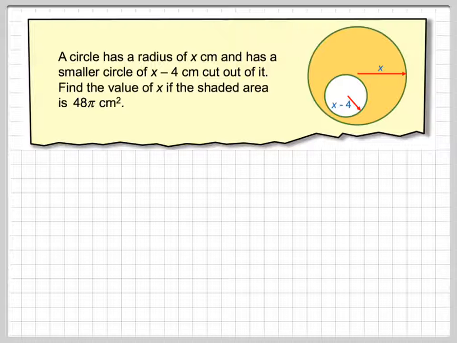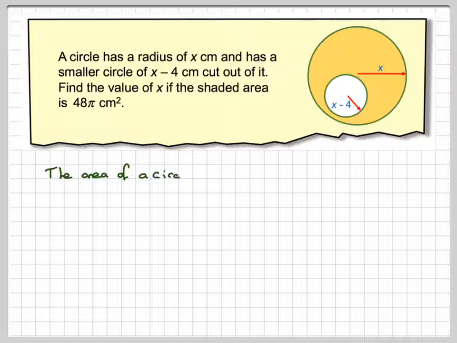So what we've got here is a circle. Its radius is x, the larger circle, and then the radius of the smaller circle is x minus 4. Now the area is written as 48 pi. Pi, you shouldn't be put off, is a number, it's a constant, about 3.14, but we're going to leave it as 48 pi, and on modern calculators, you can actually write that in as 48 pi.